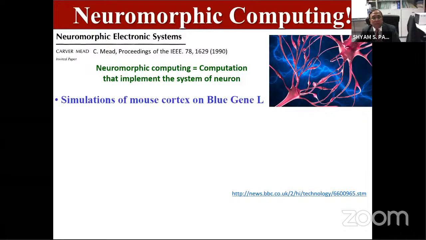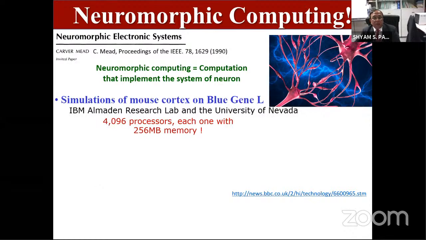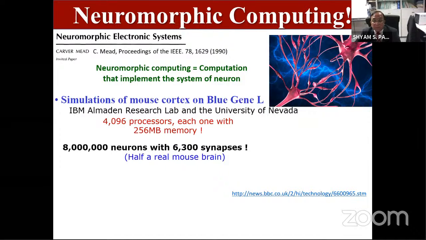Just to give a brief example, there is the famous IBM Blue Gene/L supercomputer. They tried to simulate the mouse cortex in a collaboration with the IBM Almaden Research Group and the University of Nevada. They used 4,096 processors, each with 256 MB memory. They simulated half of the mouse brain using 8 million neurons with 6,300 synapses.